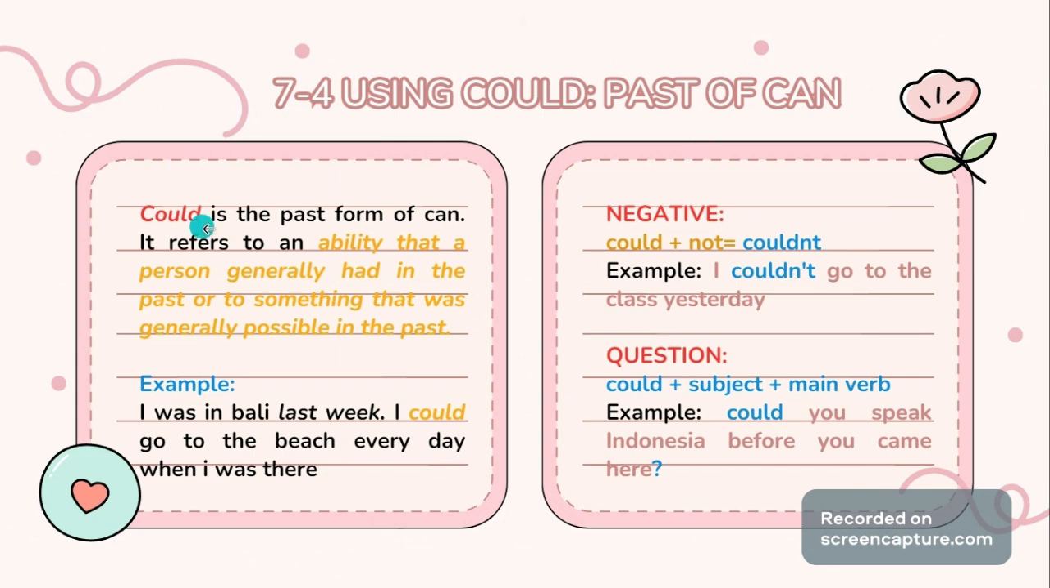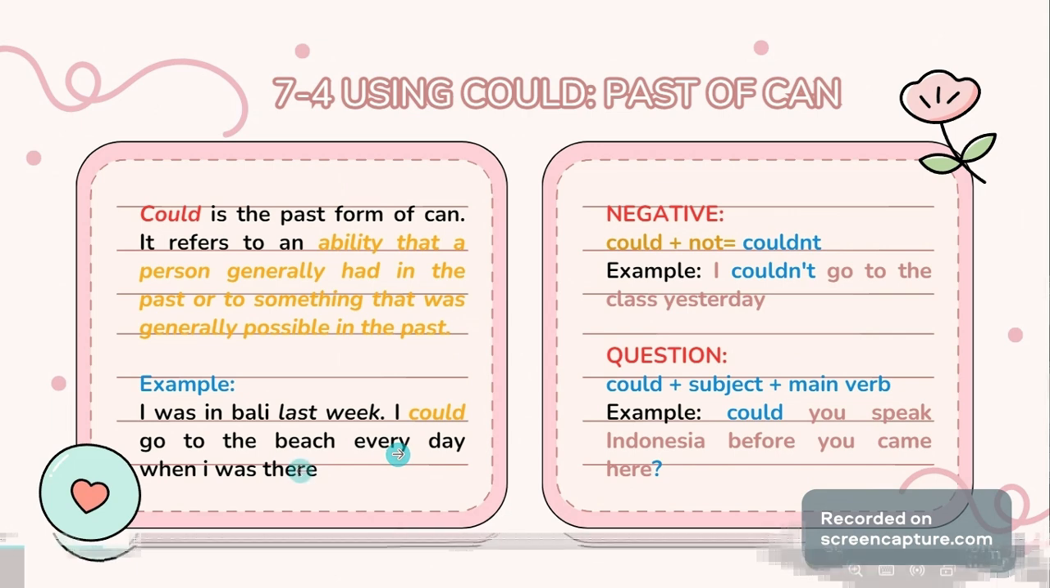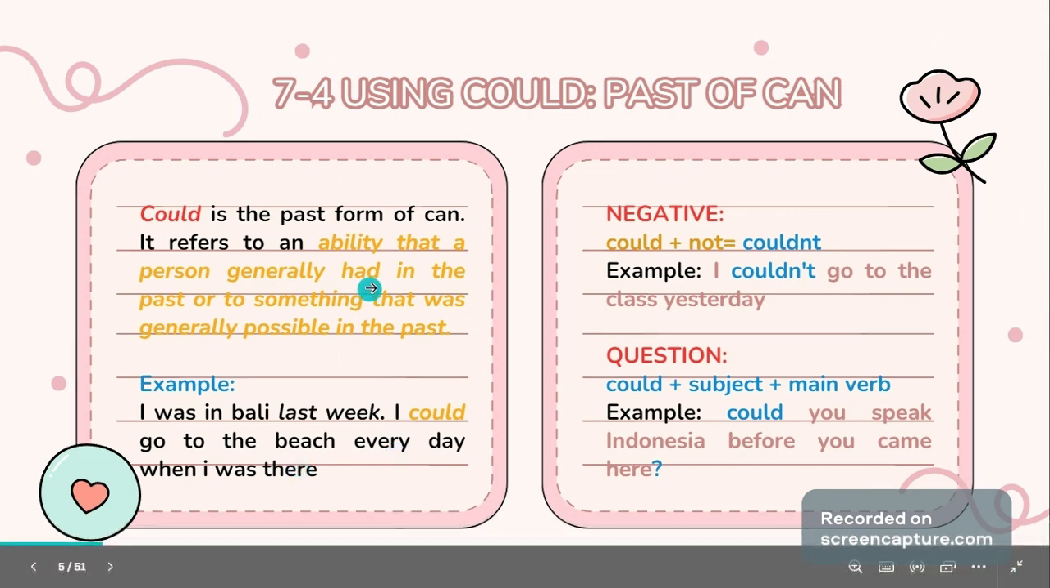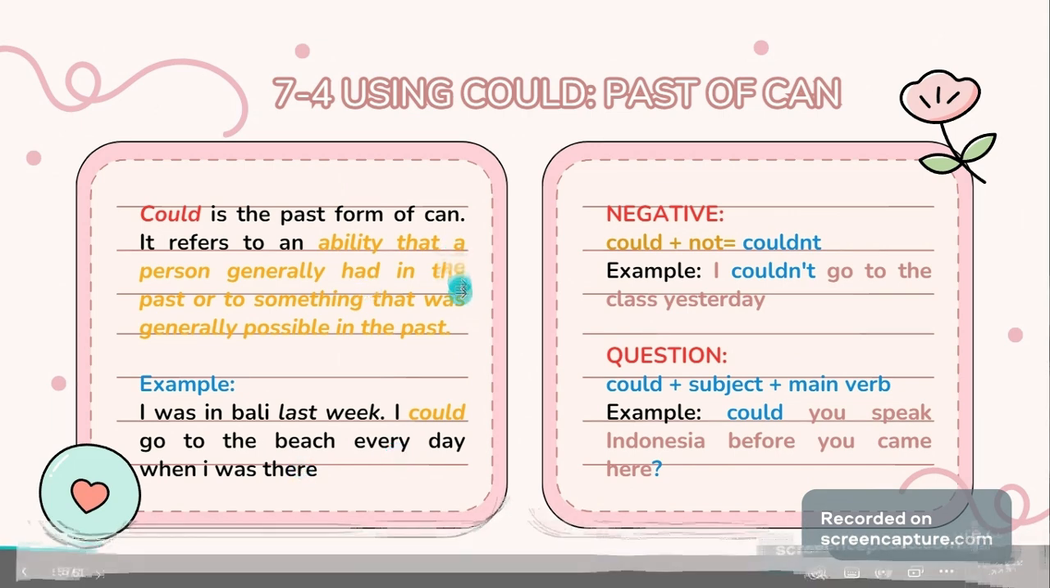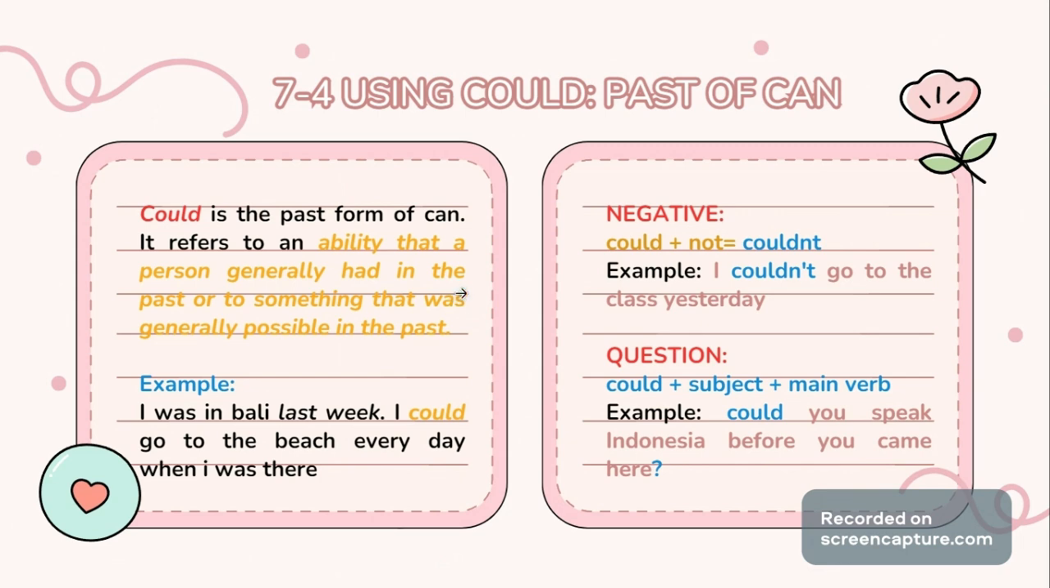Okay, next, using could, the past of can. Could is the past form of can. It refers to an ability that a person generally had in the past, or to something that was generally possible in the past. For example: I was in Bali last week. I could go to the beach every day when I was there. So, it is the ability that the speaker had in the past.